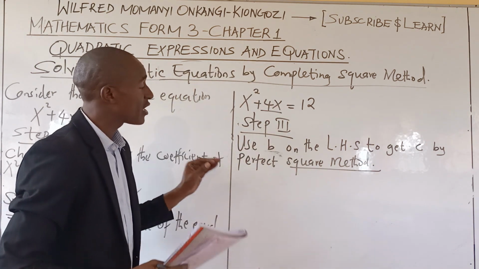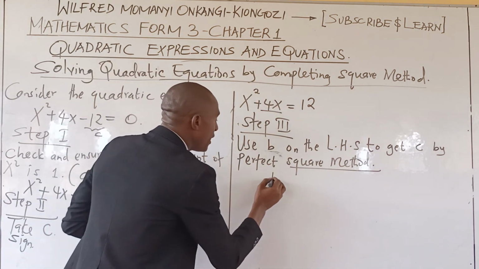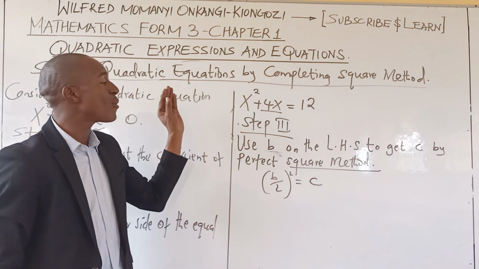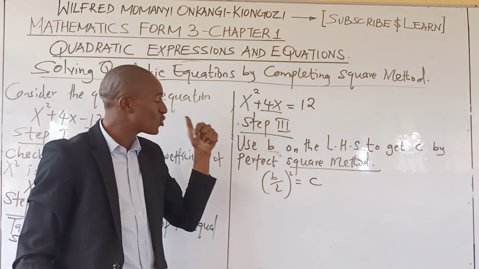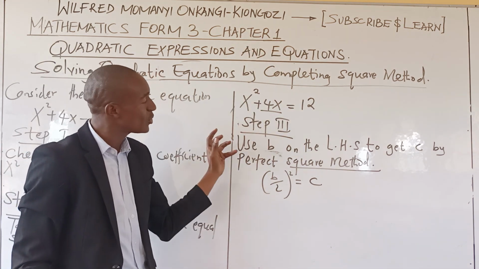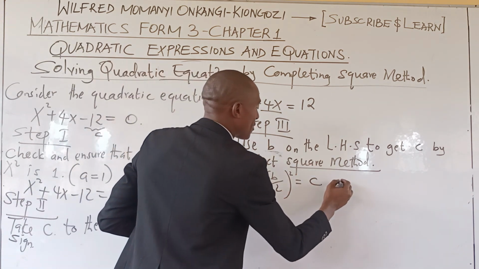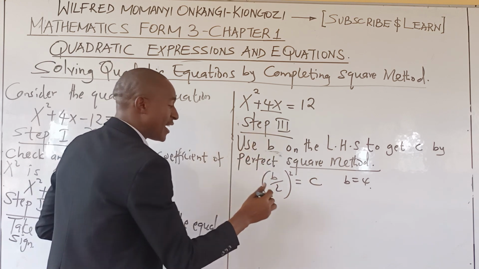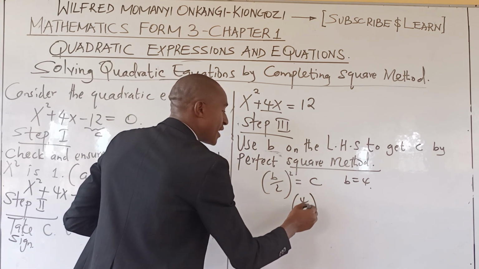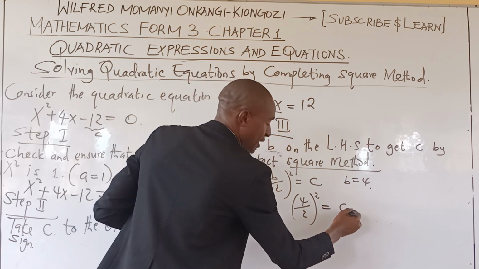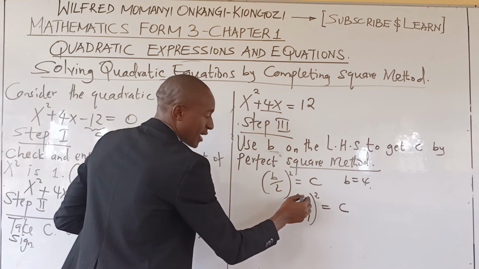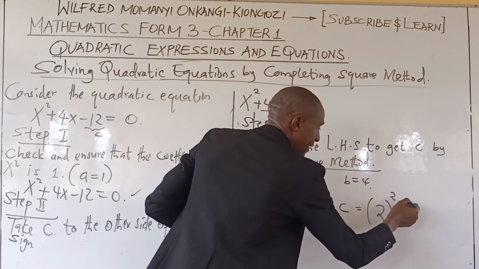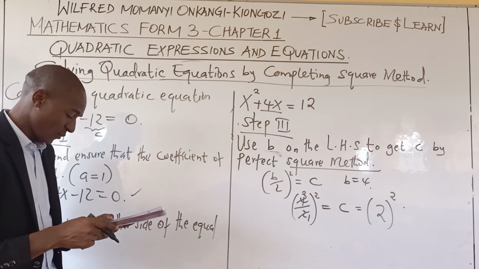We have just learned about the perfect square method, where we said (B over 2) squared is equal to C. We have given our C to the other side of the equal sign. We want to look for another C and introduce it in. Our B is 4. So, for you to get that C that we are looking for, we shall say (4 over 2) squared is equal to C. You divide 4 by 2, you get 2. So, you shall have it as 2 squared. That is step 3.